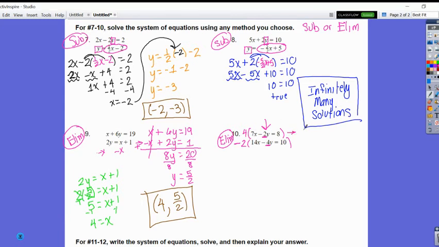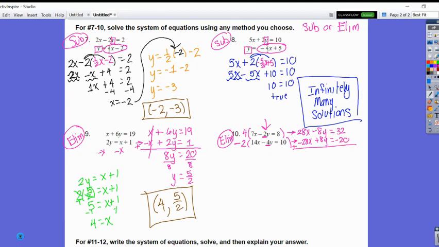So 4 times 7x makes 28x. 4 times negative 2y makes negative 8y. And across the equals, 4 times 8 makes 32. Second equation, negative 2 times 14x makes negative 28x. Negative 2 times the negative 4y is a positive 8y. And then across the equals, negative 2 times the 10 is going to give me negative 20.